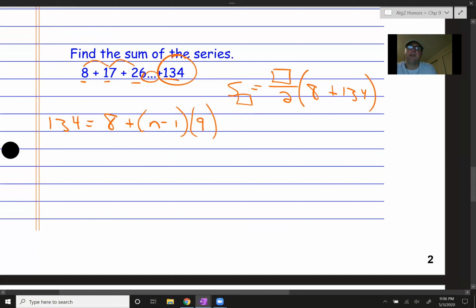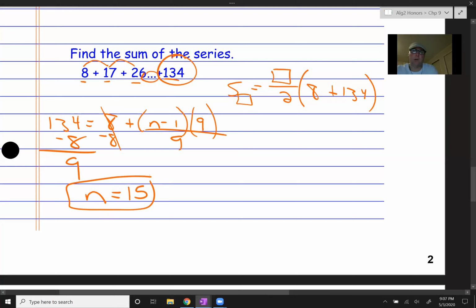So we're going to solve this thing out, right? You're going to subtract your 8. We're going to divide it by 9. So n turns out to be 15. Oh, that's the final answer? No. Or as we like to say, nah. So 15 is going right here.